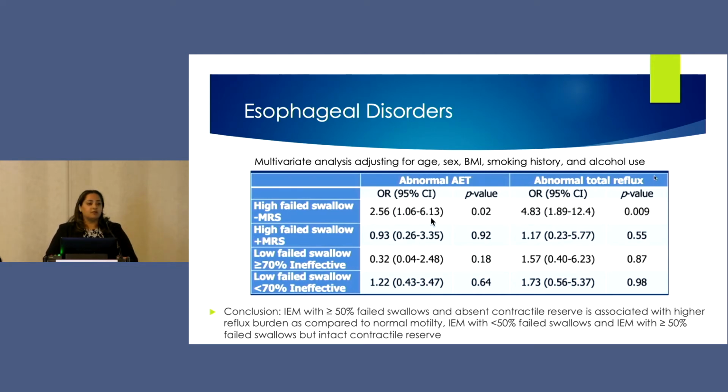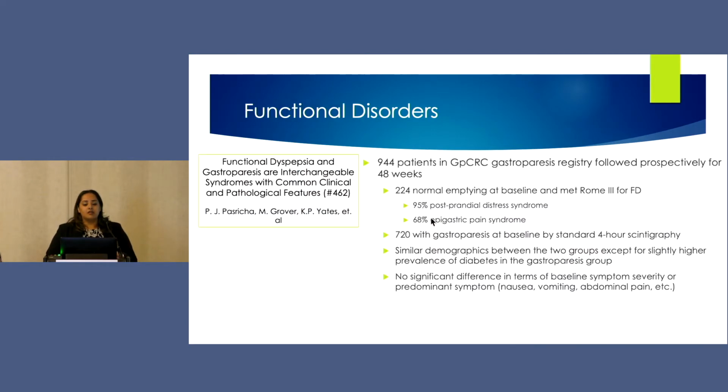And this is compared to people who have normal motility, people who have low percent of failed swallows, and those who have an intact contractile reserve. So basically the conclusion is that we should be doing this testing on patients. It could give us some indication of their acid burden that they may be experiencing.